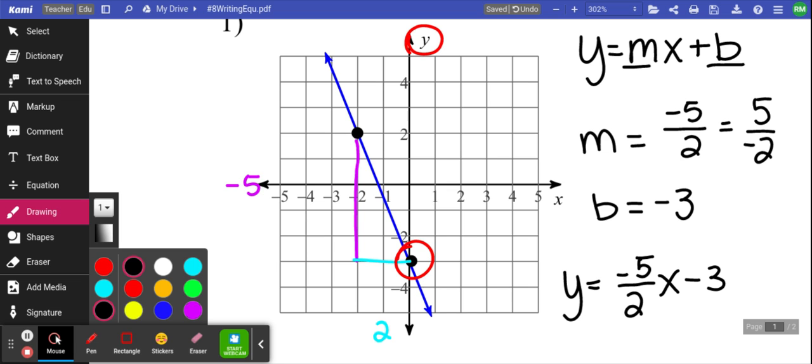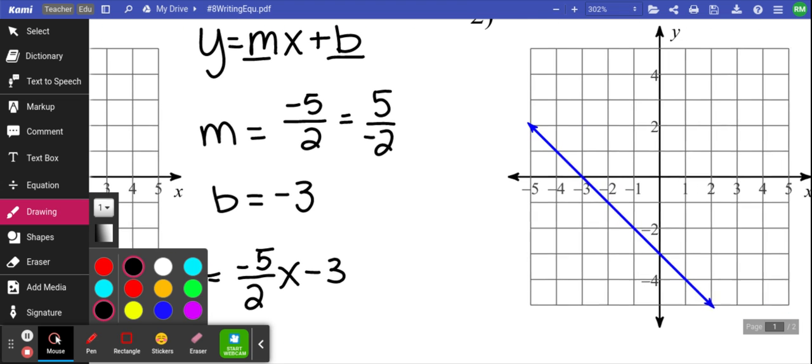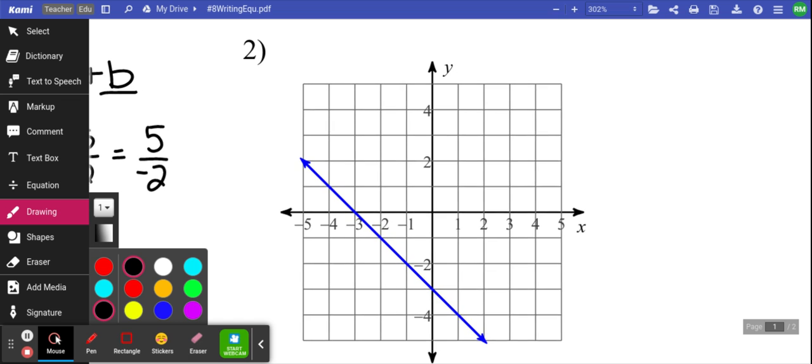Oh, I forgot to ask. Does anybody need a stylus? Okay. Can I move on to the next one? Let's go ahead and look at the next one.